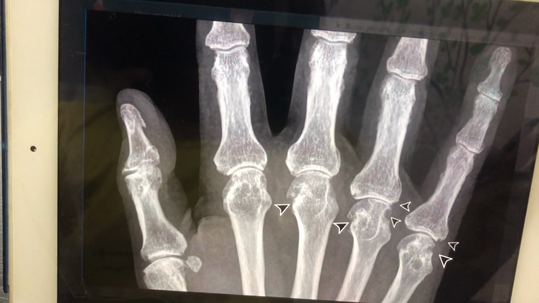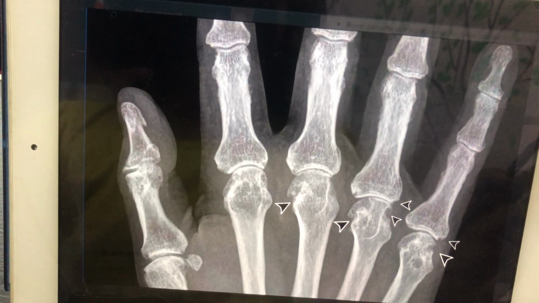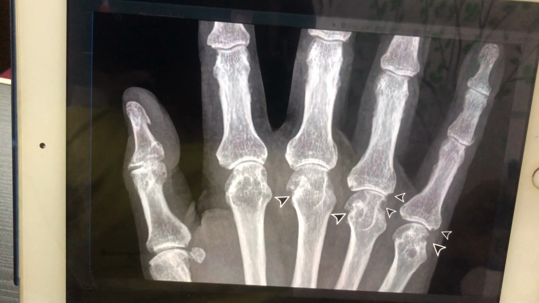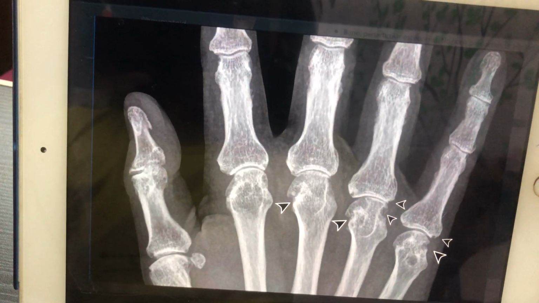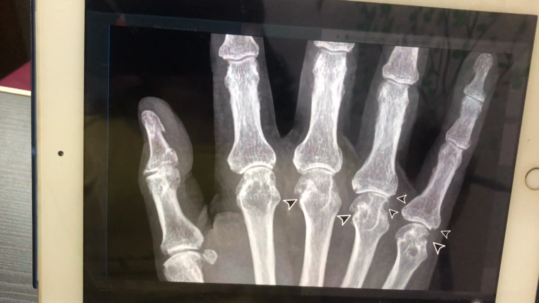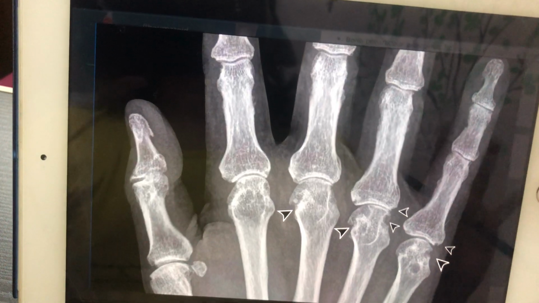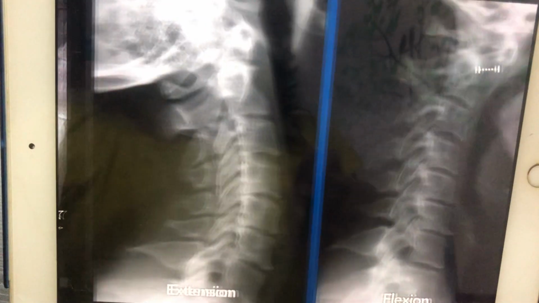So the metacarpophalangeal joints, the proximal interphalangeal joints are most commonly involved. Apart from that, the carpals are also involved. The shoulder, elbow, hip and knee joint are also involved. Now one characteristic joint involvement in rheumatoid arthritis that we must focus on is the cervical spine involvement.